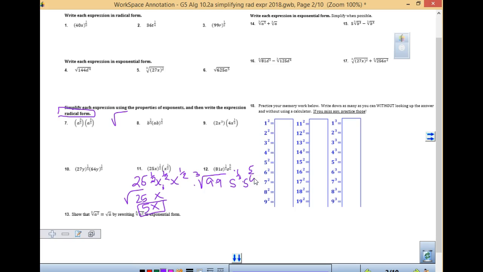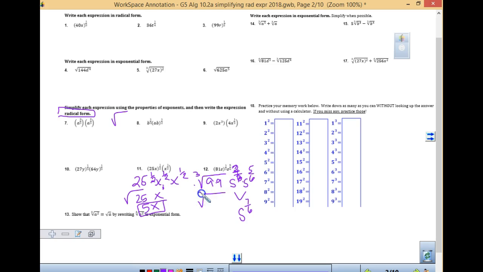So you kind of want to do the variables separate from the numbers. If I have s to the 1/3 and s to the 5/6, my common denominator should be 6. How many sixths should I have? 1/3 is 2/6, right? So 2/6 plus 5/6 gives us s to the 7/6. But now this cube root of 81.